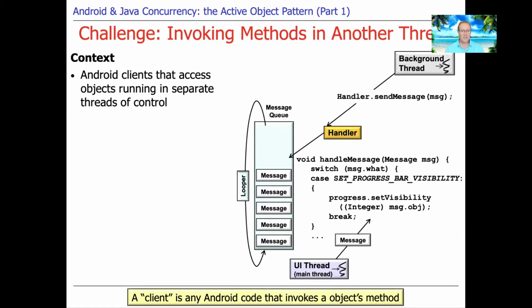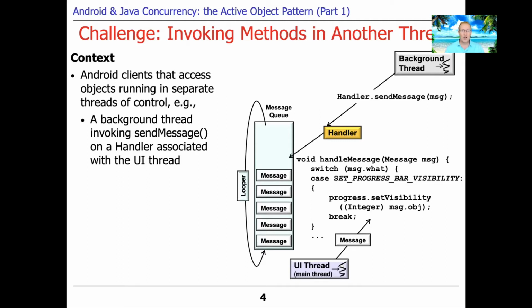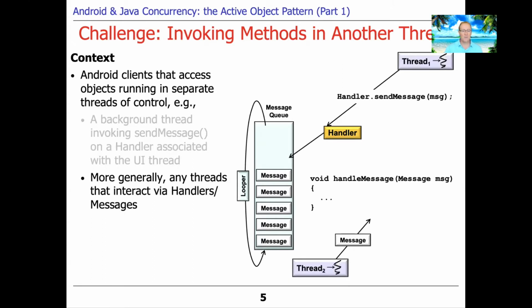Often in client-server programming, the client will be a computer that's different from the server computer, but that doesn't necessarily have to be the case. In this particular use case, it's just somebody who's invoking a method on an object that will run in a different thread of control. So again, here's the scenario. We have a background thread that's going to invoke the send message method on a handler, and that handler will be associated with the user interface thread, so it'll actually reside in the user interface thread.